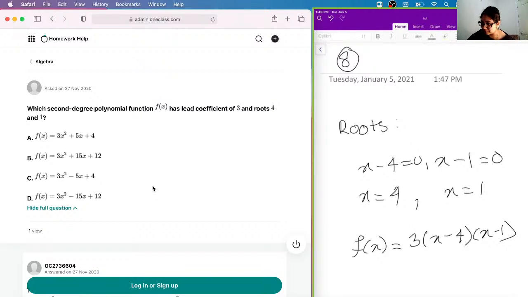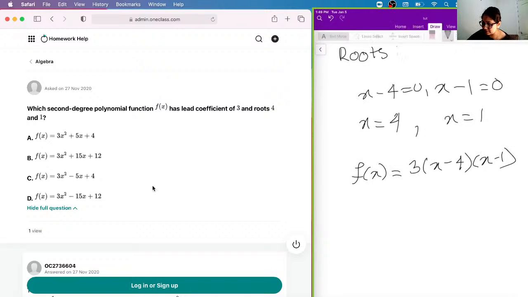This is basically going backwards. Instead of factoring, we're foiling in this case, so we're going backwards in terms of factoring. So we would use the FOIL method. To FOIL this out, we can first FOIL out the brackets first. So this, this, this, and this.